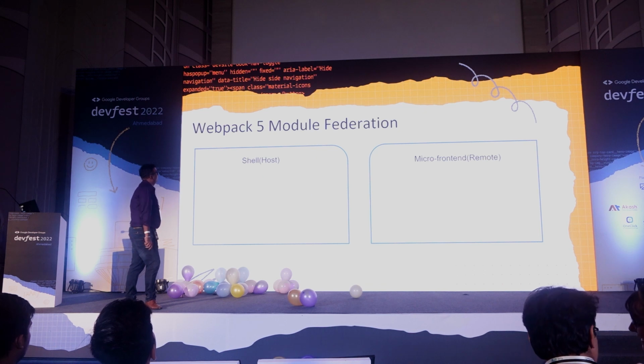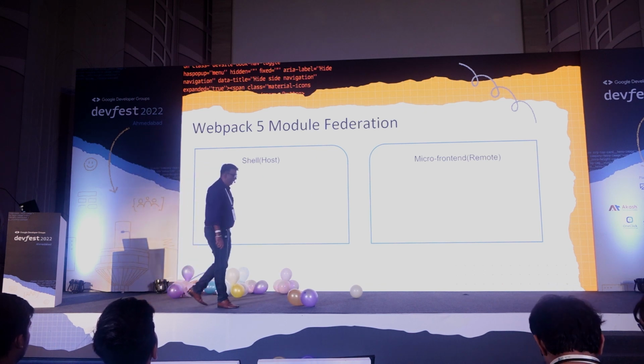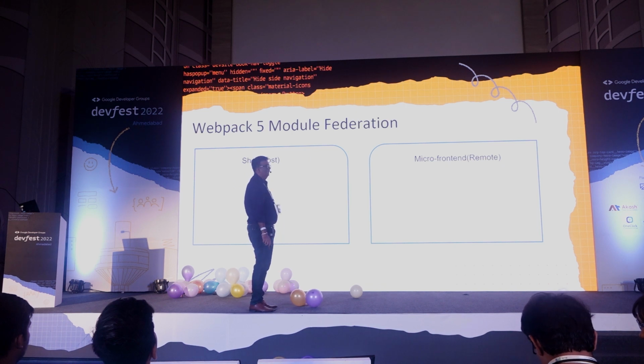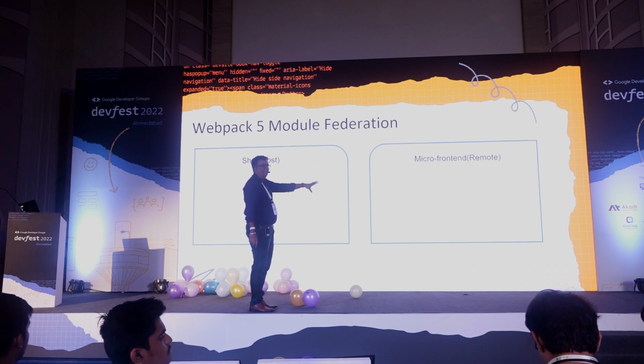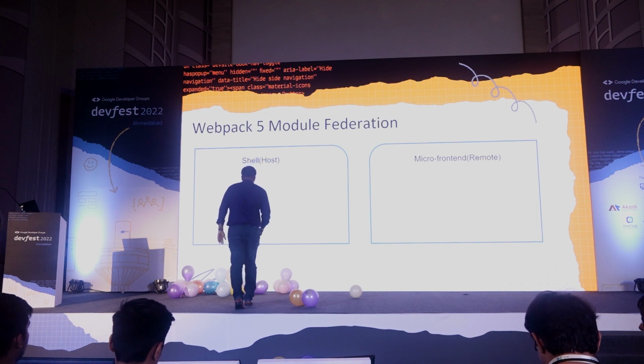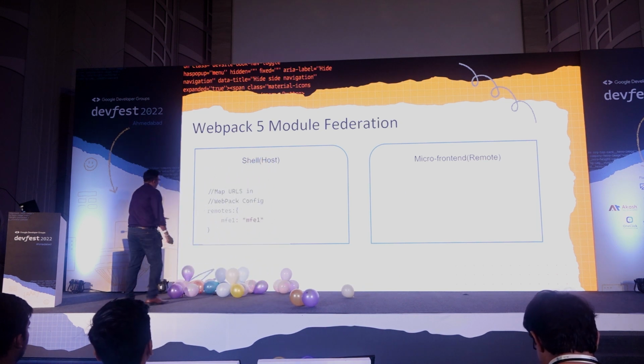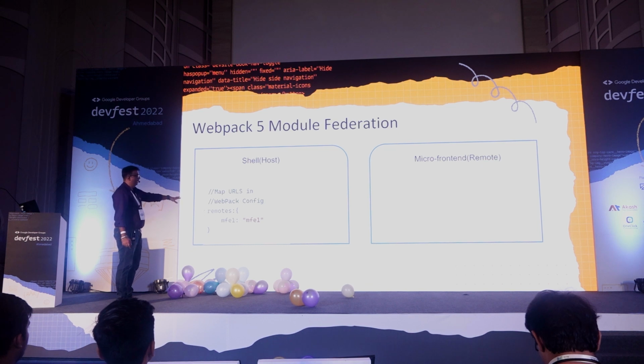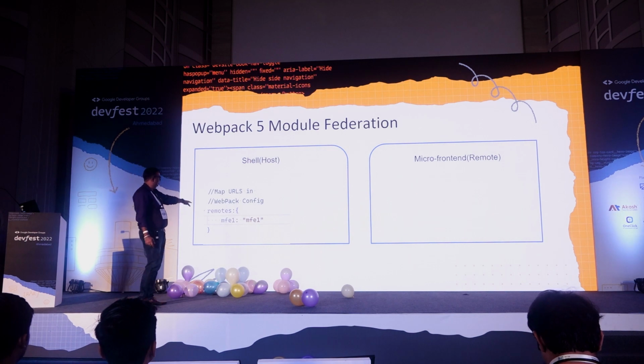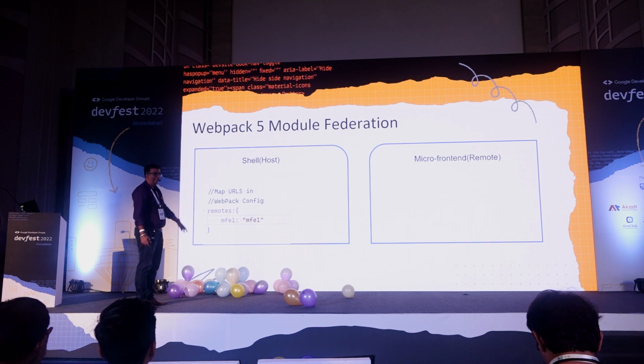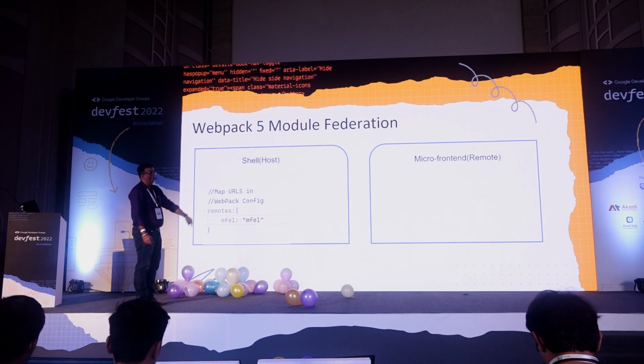So how does Webpack 5 module federation work? There are two things. One is your shell, which is your host application. It will be the application that manages all the other remote applications, right? Here you can see you can map URLs in your Webpack config. Here you have MFE1, micro frontend 1. You can write all the remotes here, which will be the micro frontend remote part.